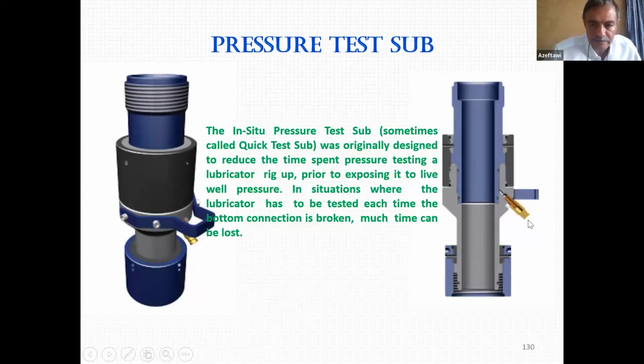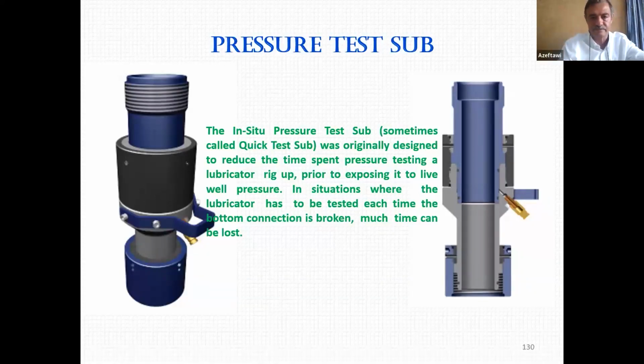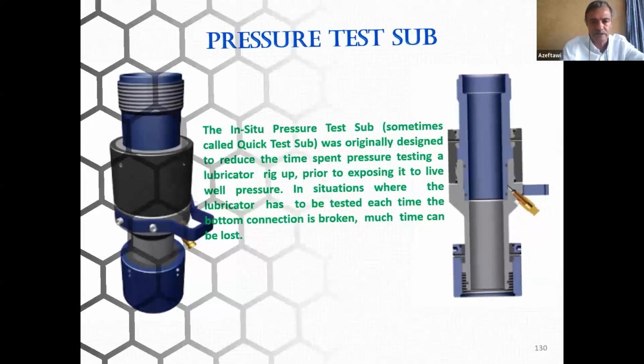You connect a hand pump here, a high pressure hand pump. This high pressure hand pump applies pressure. This pressure goes between these two O-rings, one here, one here. So you are pressure testing only the connection you just disconnected. You don't pressure test the whole rig up. So this quick test sub actually saves time and volume for retesting. You only test this device. This is what we call the pressure test sub.